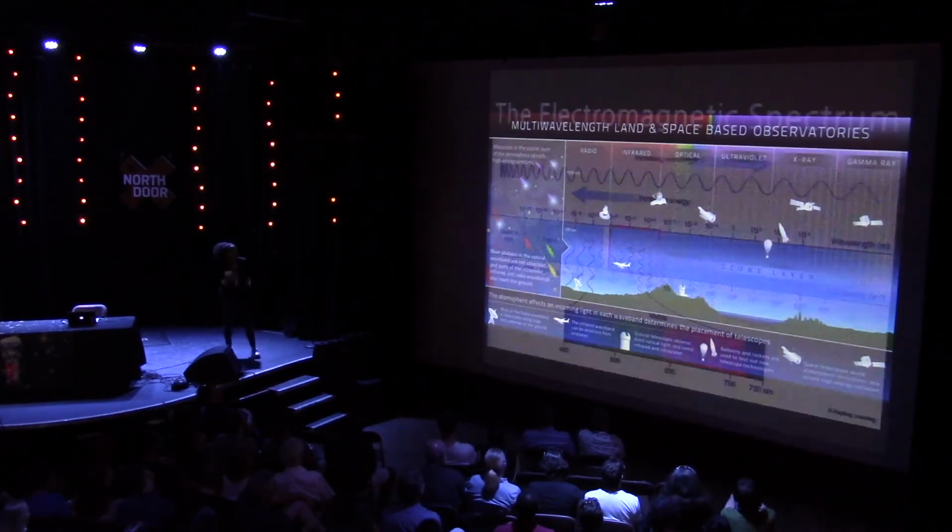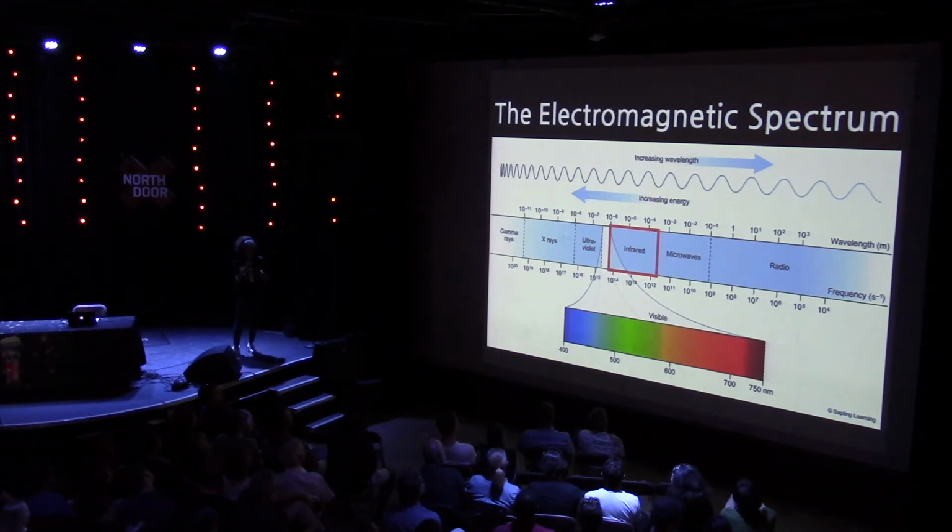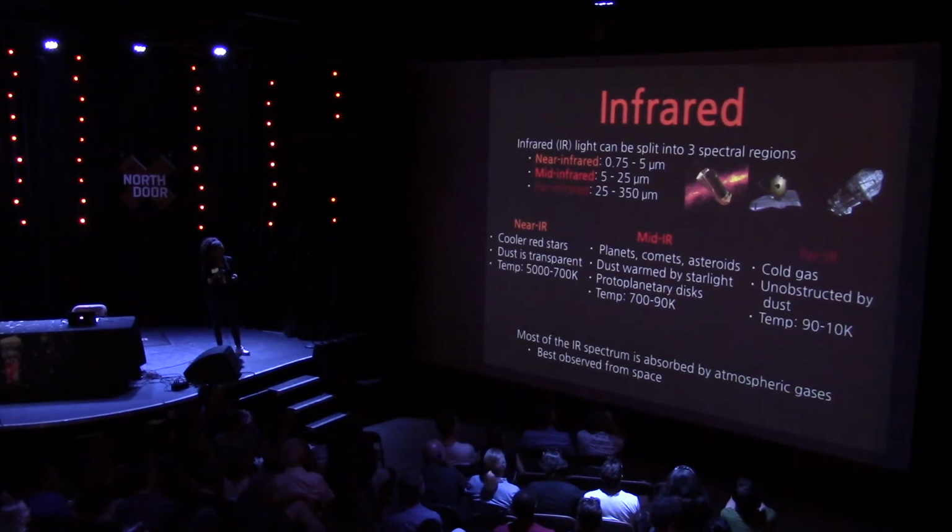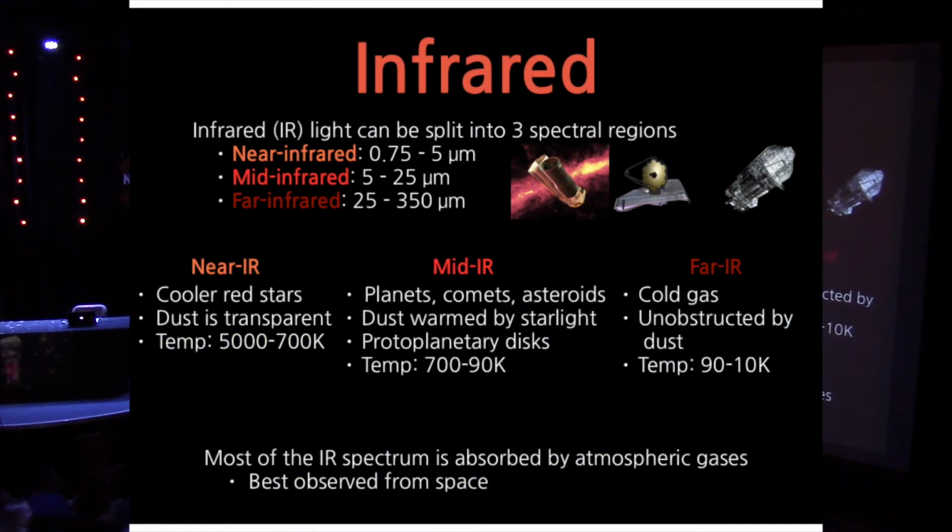For my own research, I primarily focus on longer wavelengths, and I think they're really cool. So I'm going to go ahead and tell you guys about them today. We're going to start with infrared. Infrared can actually be broken up into 3 main spectral regions. You have near infrared, which is about 0.75 to 5 microns, mid-infrared, 5 to 25 microns, and far infrared from 25 to 35 microns.